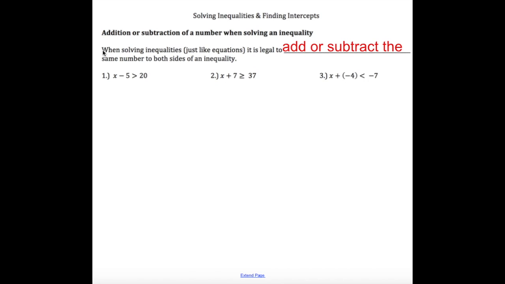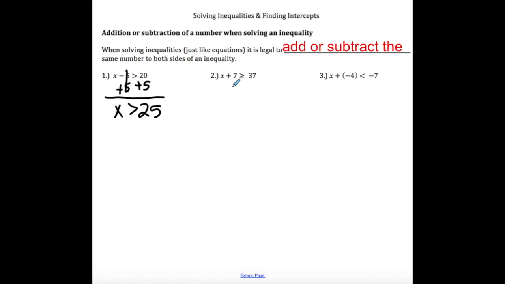So on this inequality, we have x minus 5 is greater than 20. Our goal is to get x by itself, so we're going to add 5 to both sides. It cancels out, and x now is greater than 25. So any value greater than 25 would satisfy and make this inequality true.